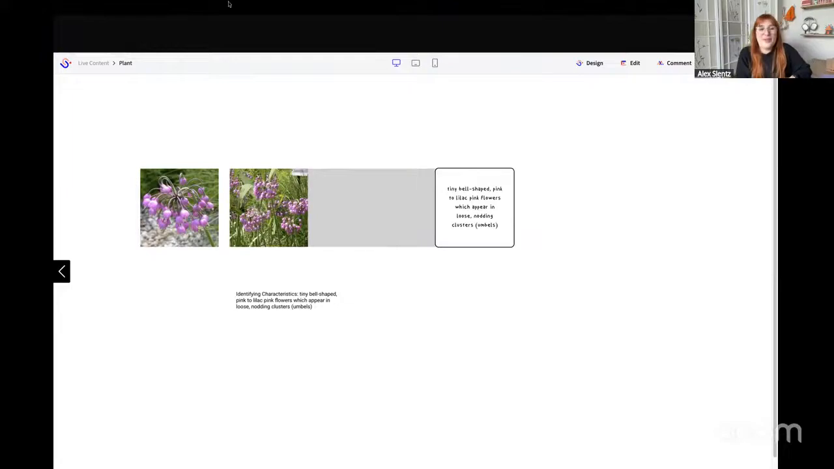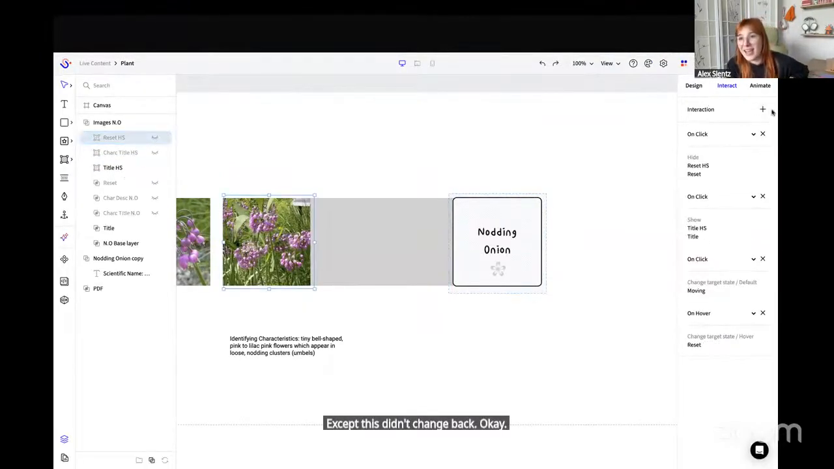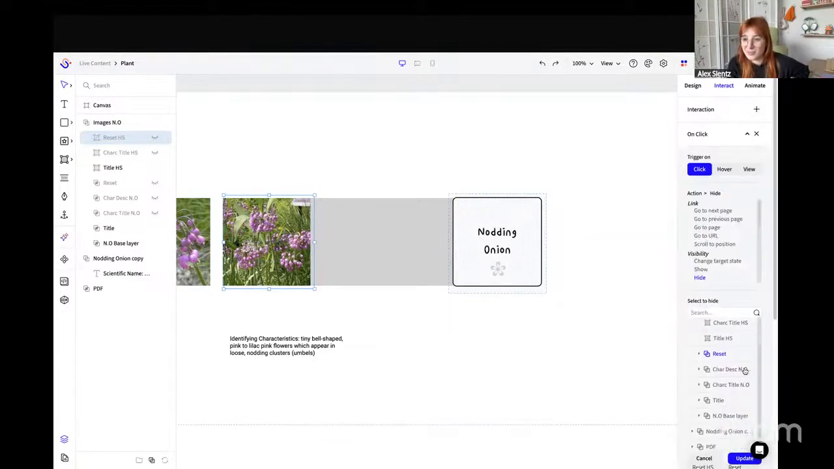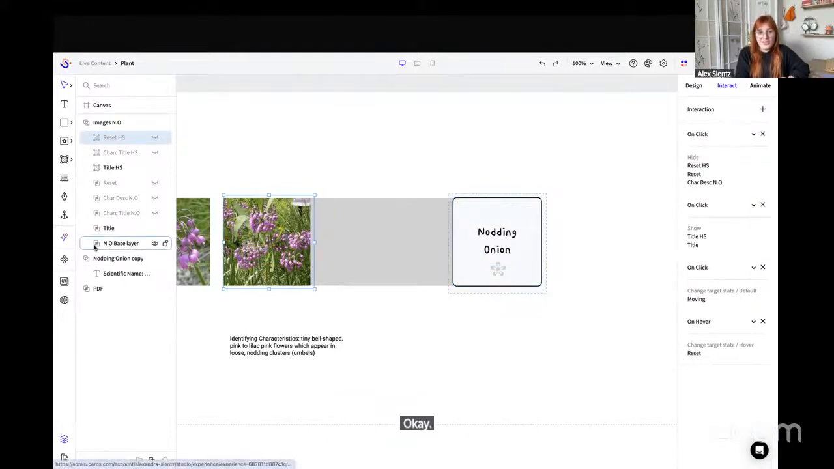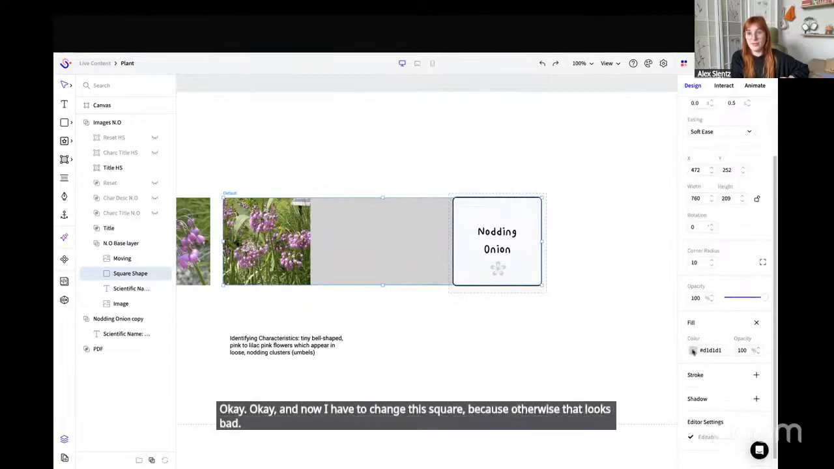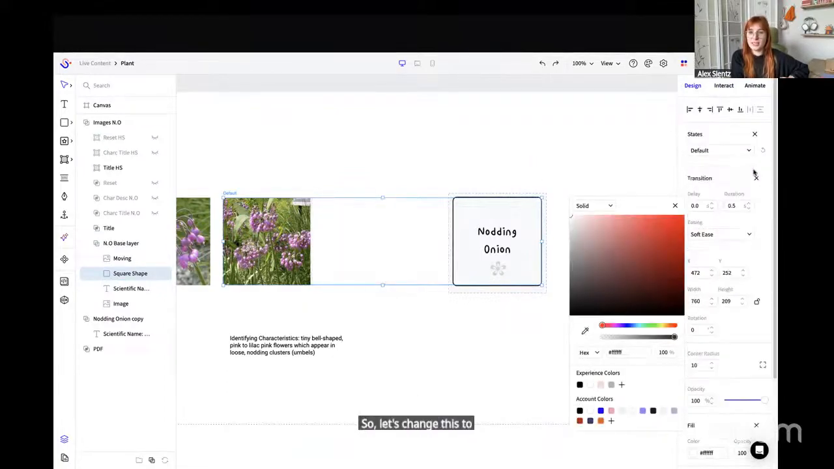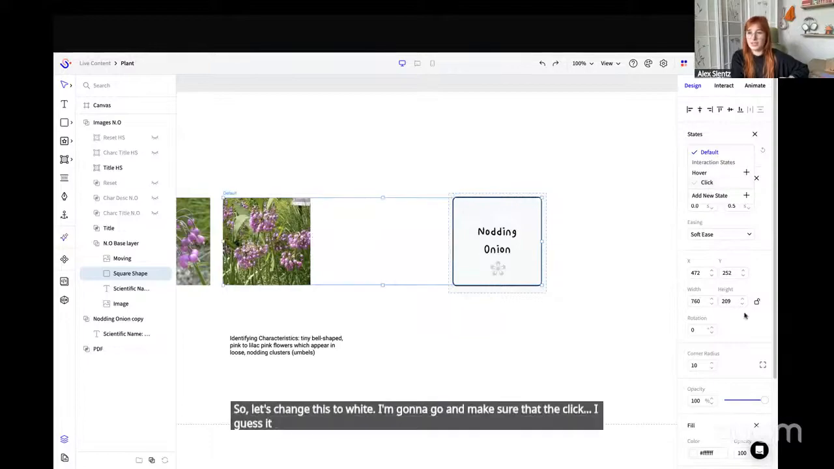Except this didn't change back. Once I click that, oh, silly me, I didn't hide that. Okay, and now I have to change this square because otherwise that looks bad. So let's change this to white. I'm going to make sure the click, I guess it doesn't matter if the click is white or not.